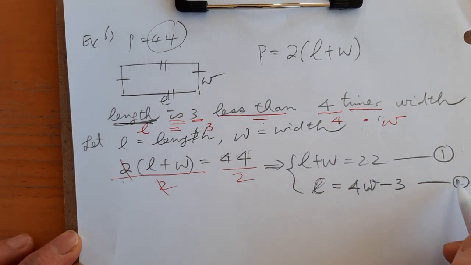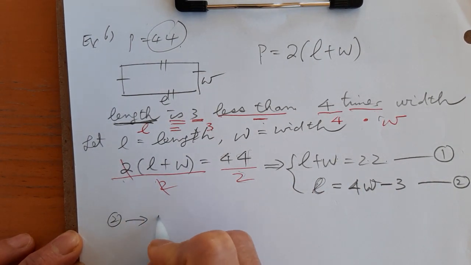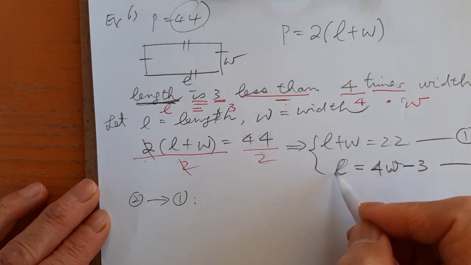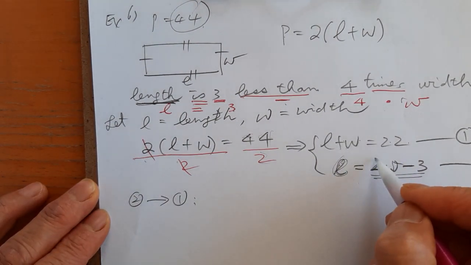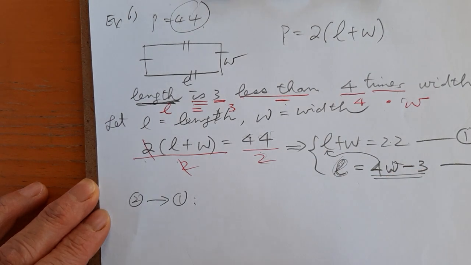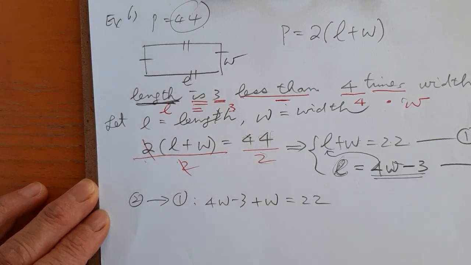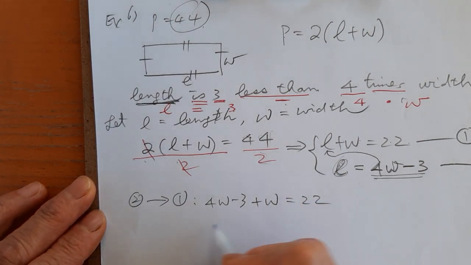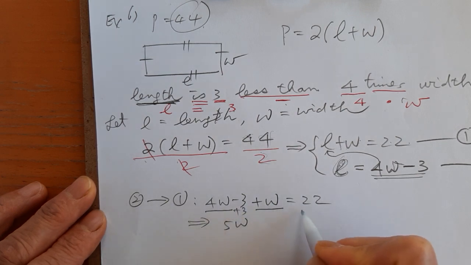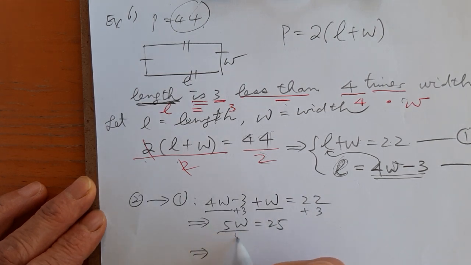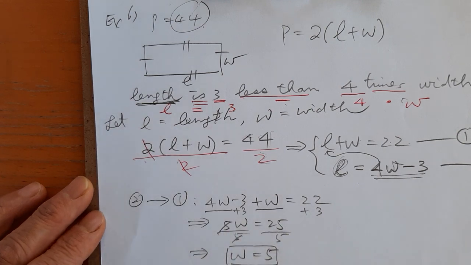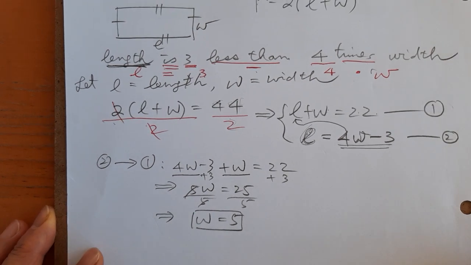Then you plug the second equation into the first equation. L is 4W minus 3, put it in for L. So it's 4W minus 3 plus W equals 22. Then 4W add W is 5W. Then you add 3 to both sides, you get 25. Then you divide both sides by 5, W equals 5. And you got the width, W equals 5.